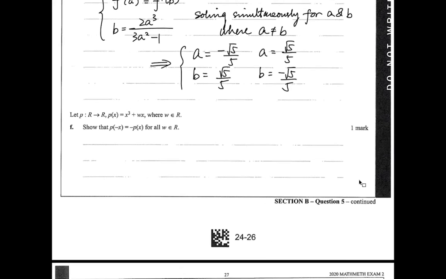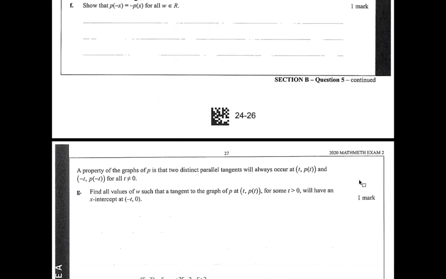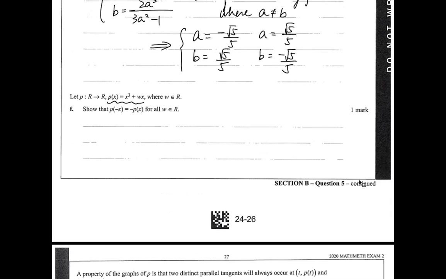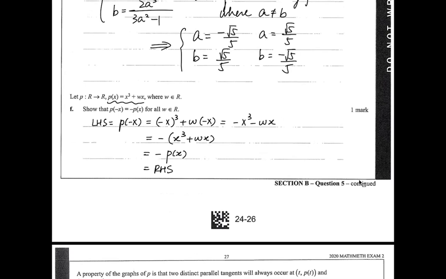Ooh, last 3 marks. Now we have a new function p of x for the rest of this question. Show that p minus x is minus px. That means it's an odd function. Right. Left-hand side is p of minus x, which is minus x to the power of 3 plus w times minus x, which is minus x cubed minus wx. And this will be taking out minus 1, x to the power of 3 plus wx. And this is just negative p of x, which is right-hand side, shown.